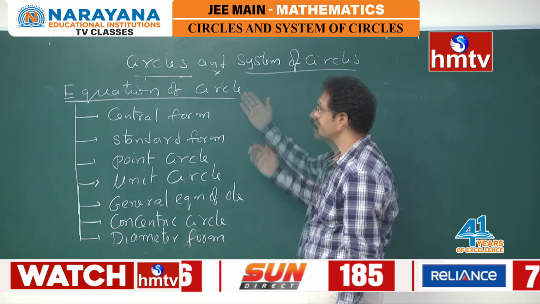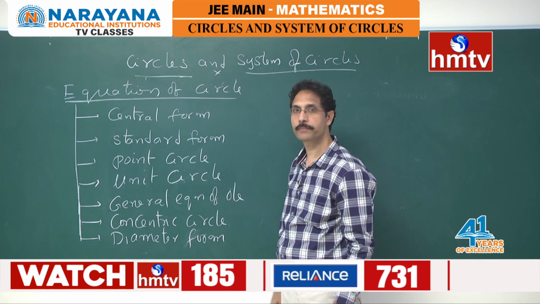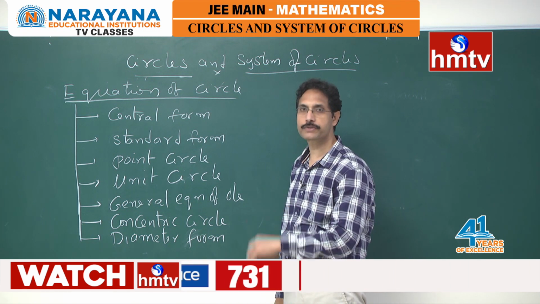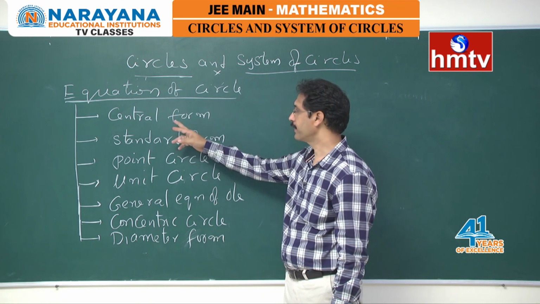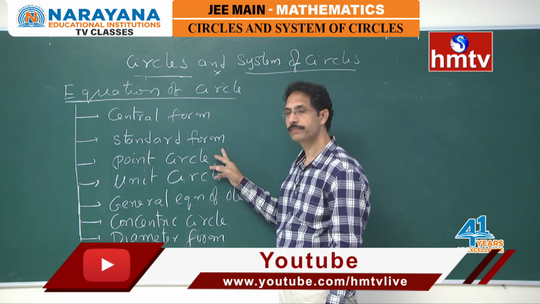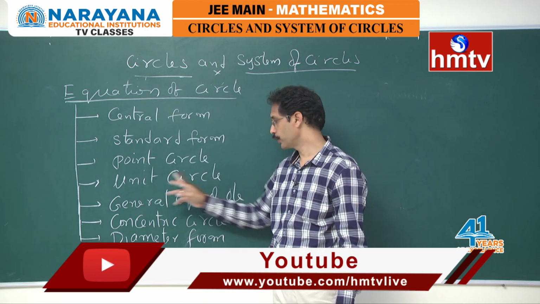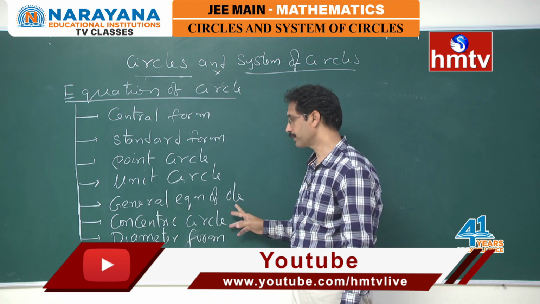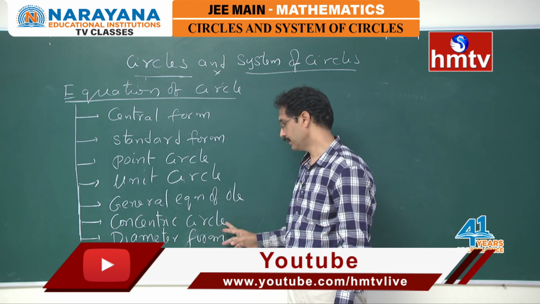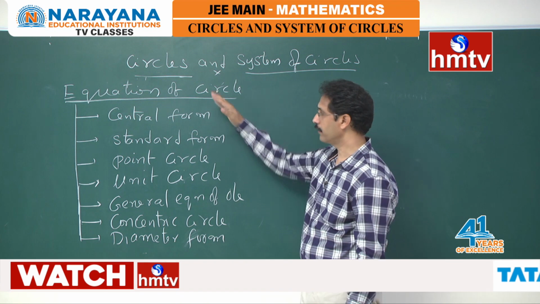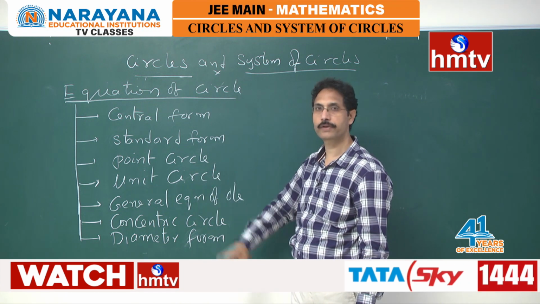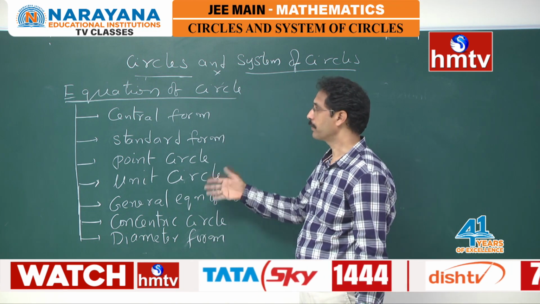Let us discuss the equation of the circle. There are various forms of the equation of the circle: central form, standard form, point circle, unit circle, general equation of the circle, concentric circle, and diameter form. These are the various forms of the equation of the circle. We will go through them one by one.